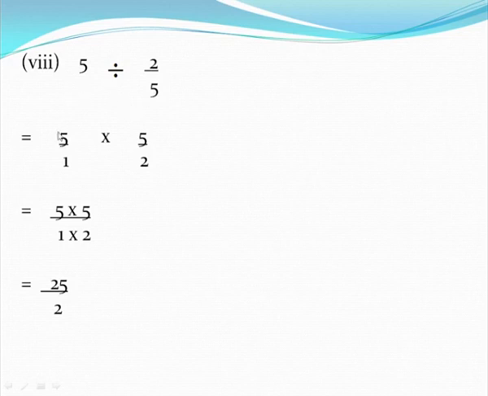Now multiply numerator with the numerator and denominator with the denominator. That is 5 into 5 will come as 25 in the numerator and 1 2s are 2 in the denominator. So the last answer is 25 upon 2.